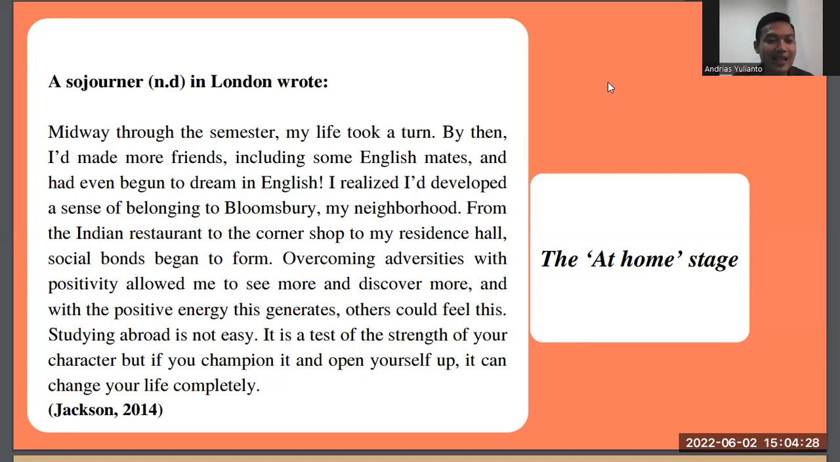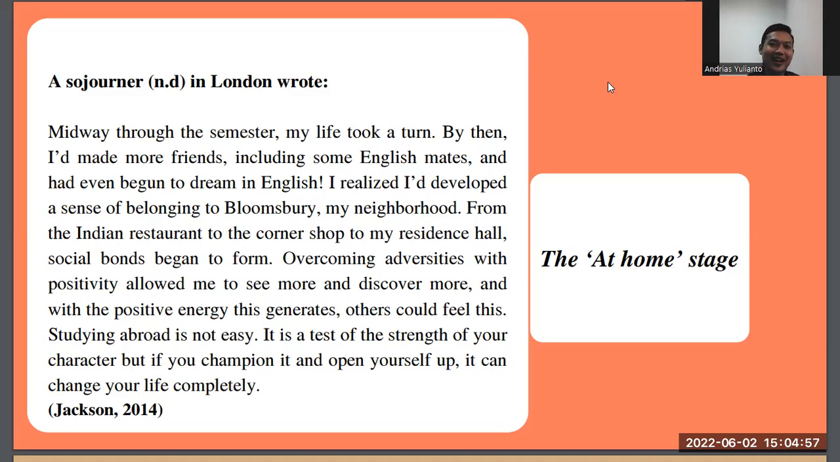Overcoming adversities with positivity allowed me to see more and discover more, and with the positive energy which this generates, others could feel this. Studying abroad is not easy. It is a test of the strength of your character, but if you champion it and open yourself up, it can change your life completely. So this phase is sometimes referred to as adaptation and resolution.